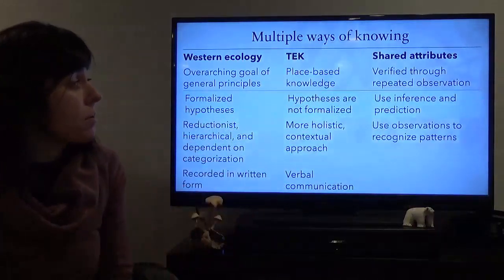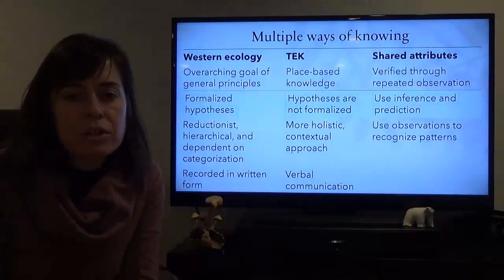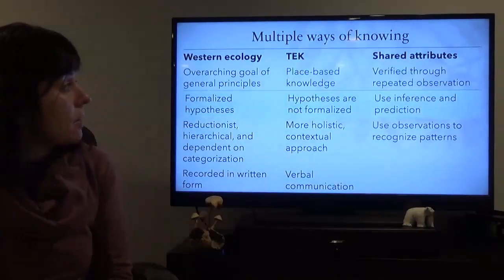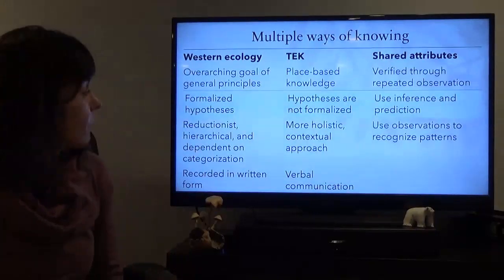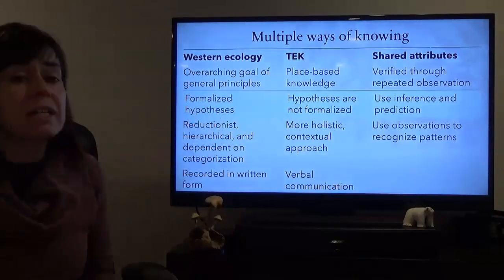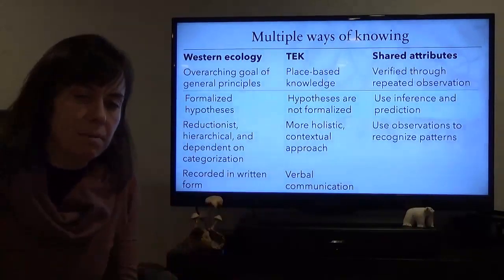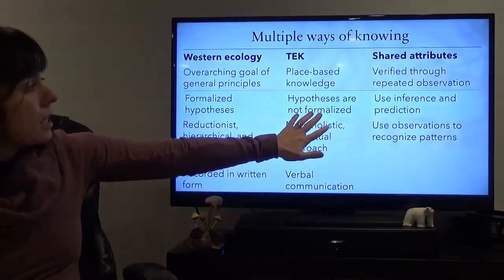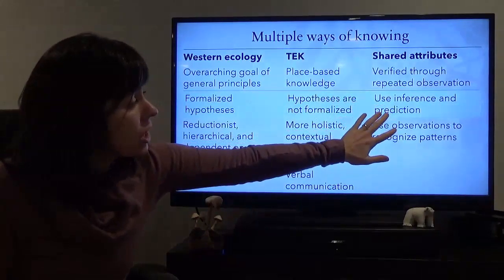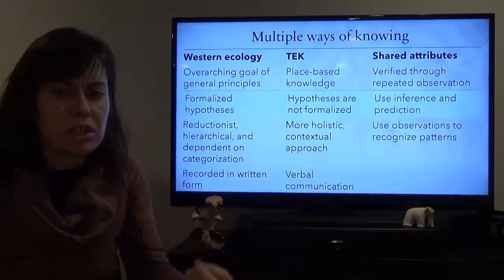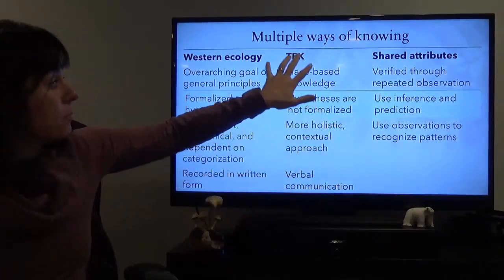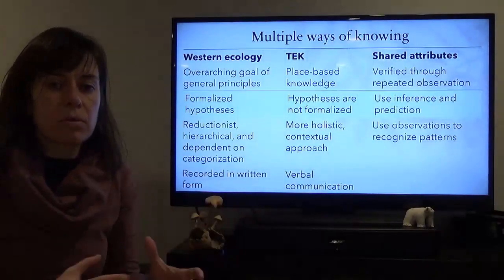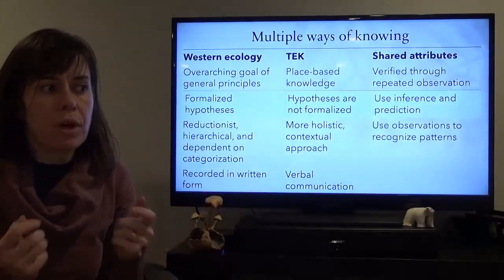But both are verified through repeated observations. So we go out on the land, we measure various things, or we observe various things, whether as a Western scientist or as a traditional knowledge holder. And this is how we learn about the environment. Okay, so in Western ecology, we formalize hypotheses. We use the scientific method. We state these hypotheses, we come up with predictions, and we go through this formal scientific method process that I'm going to be talking about in a little bit. Traditional ecological knowledge, because of this shared attribute of both of these systems using inference and prediction, certainly hypotheses are developed in traditional ecological knowledge, but they're not formalized the way we would in Western science. And so the approach is less structured, but a lot of the same kinds of thought processes are at play.